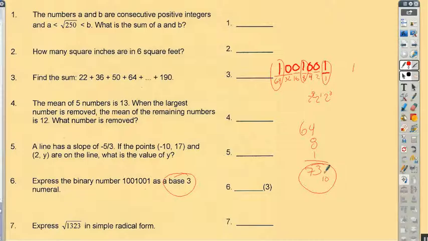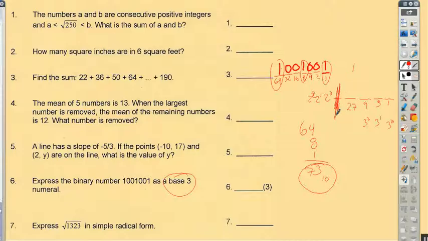So I need to set up my little placeholders. 3 to the 0 is 1. 3 to the first is 3. 3 to the second is 9. And continue the pattern, 27. 27 times 3 is 81. But do I have any groups of 81 in 73? The answer is no, I do not. So I know that I'm not going to have any in this place, so I'm just going to scratch it out.